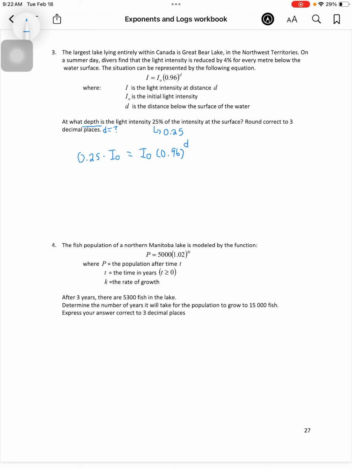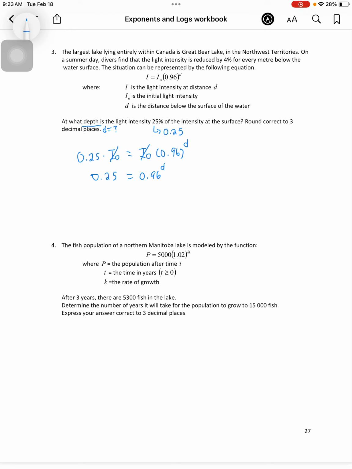We're looking for d. So a lot of students tend to panic. They're like, wait, but I don't know what I0 is. I'm looking for 2 different variables. Does it matter if you know what I0 is in this question? It doesn't, because on both sides, I0 is being multiplied and there's no other plus or minus sign separating anything. That means you could actually cancel out the I0s. So you don't even need to know the actual value. So now it's going to look like this: 0.25 equals 0.96 to the power of d.